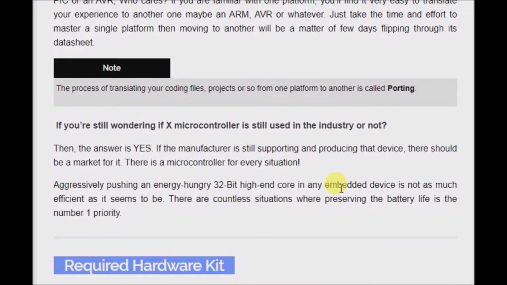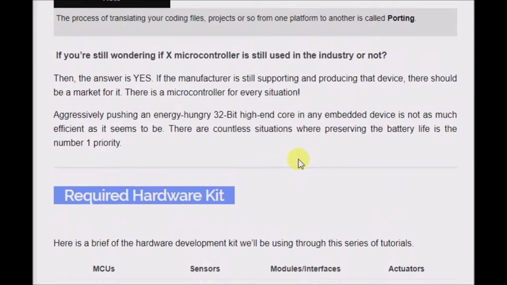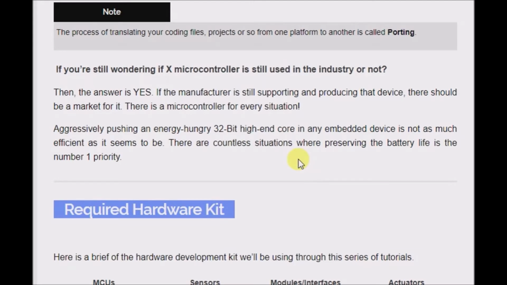Note, the process of translating your coding files, projects, or so from one platform to another is called porting. If you're still wondering if a certain microcontroller is still used in the industry or not, then the answer is yes. If the manufacturer is still supporting and producing that device, there should be a market for it. There is a microcontroller for every situation. Aggressively pushing an energy-hungry 32-bit high-end core in any embedded device is not as efficient as it seems to be. There are countless situations where preserving the battery life is the number one priority.